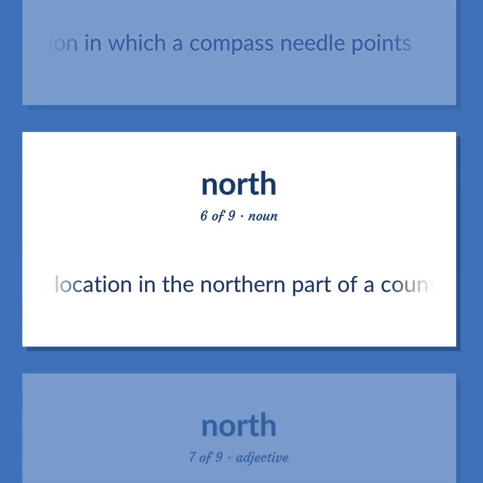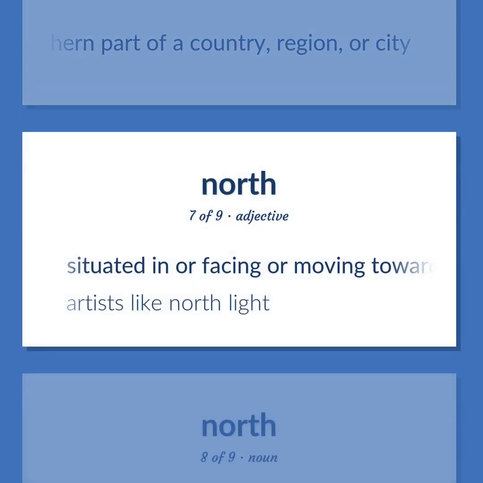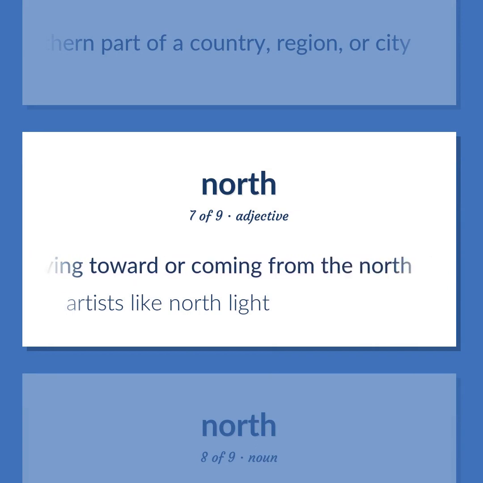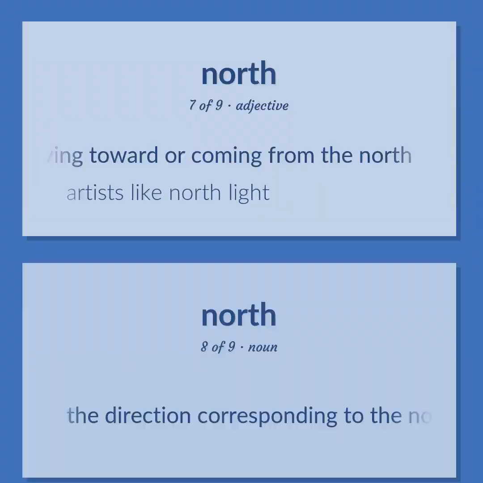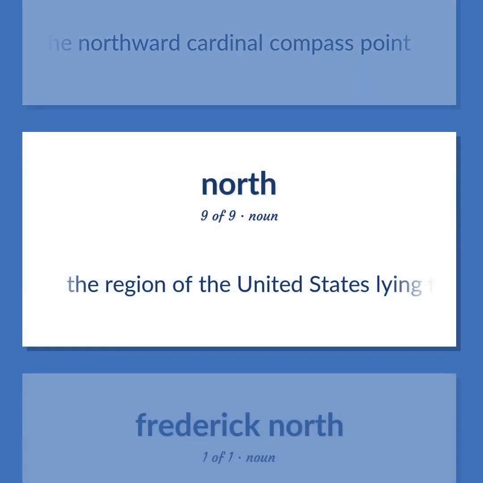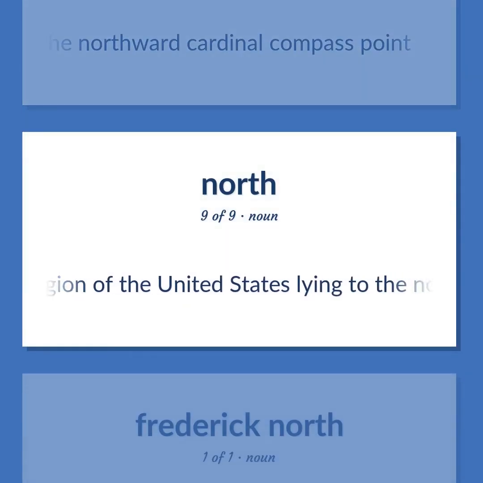A location in the northern part of a country, region, or city. Situated in or facing or moving toward or coming from the north. Artists like North Light. The direction corresponding to the northward cardinal compass point. The region of the United States lying to the north of the Mason-Dixon line.